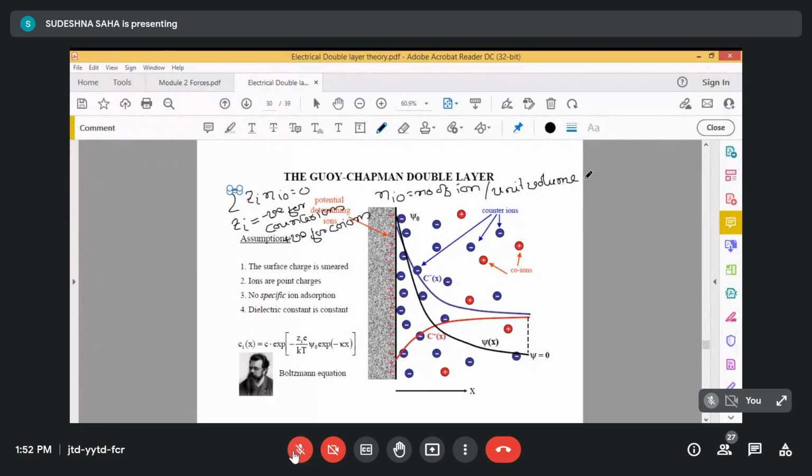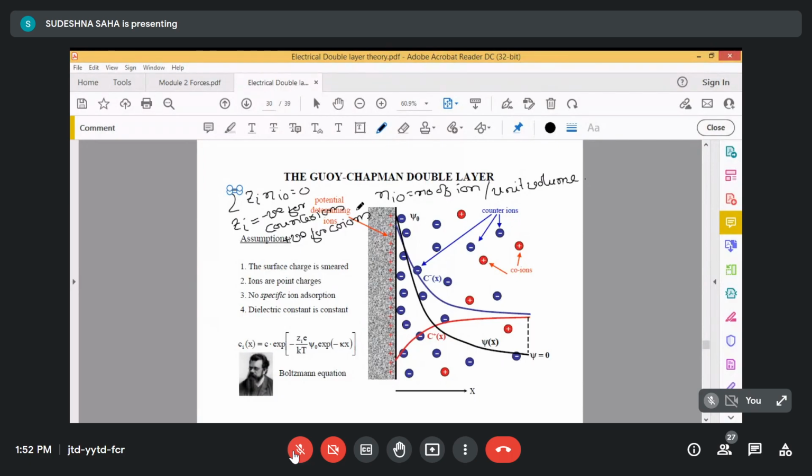Okay, so I will derive this equation in the next class. I'm not deriving it right away at the moment, but I will try to derive this equation in the next class. So there are basically two different models which give rise to the electrical double layer theory.